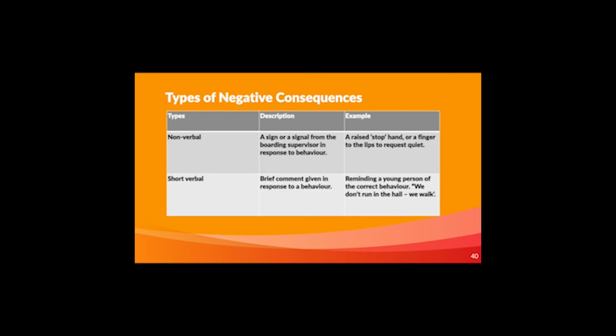So the first of those is probably going to be a sign or a signal from the boarding supervisor in response to a behaviour. So it might be a raised stop hand or an index finger to the lips to request quiet. Or the second type could be a short verbal. So it's a brief comment given in response to a behaviour, reminding the young person of the correct behaviour. We don't run in the hall, we walk in the hall.